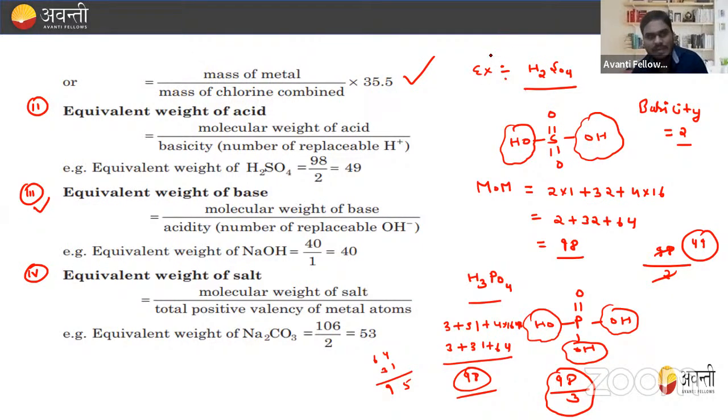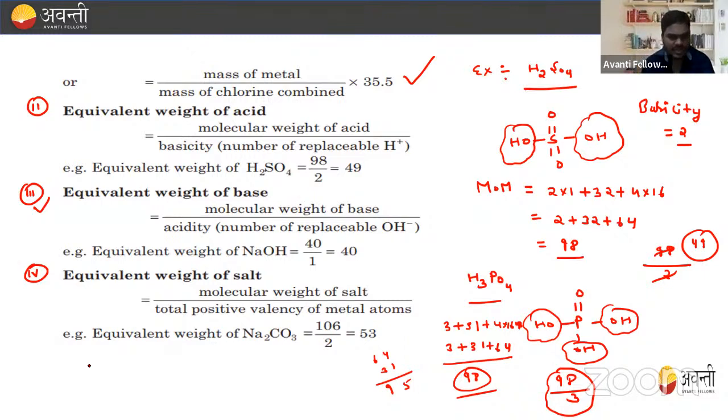Now, let's see with some examples so that you are able to understand. If I have to calculate the equivalent weight of NaOH, we know that NaOH has molecular mass: Na is 23 and O is 16 plus 1, which is equal to 40. In NaOH the number of replaceable OH ions is only 1. So 40 divided by 1 is equal to 40. It means the equivalent weight of NaOH is the same as its molecular mass, because here the N factor is only 1. We are going to see what the N factor is as well.